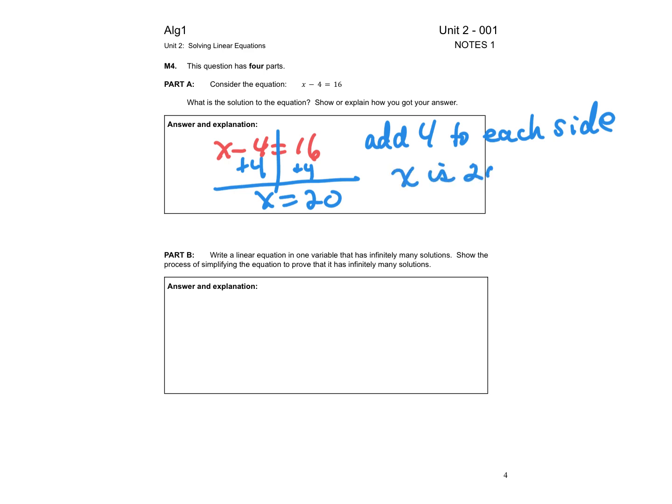X is 20. Write a linear equation in one variable that has infinitely many solutions. Show the process of simplifying the equation to prove that it has infinitely many solutions. So here, this has one solution. Right, x is equal to 20. This is one solution.